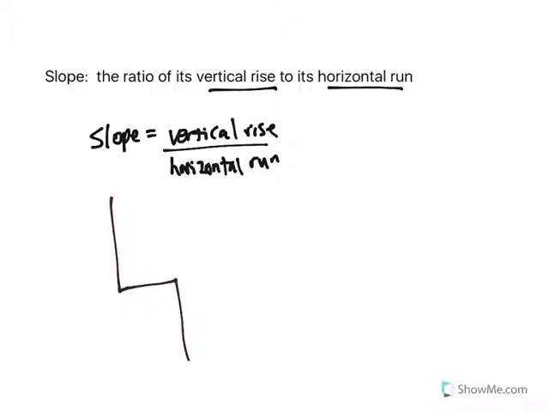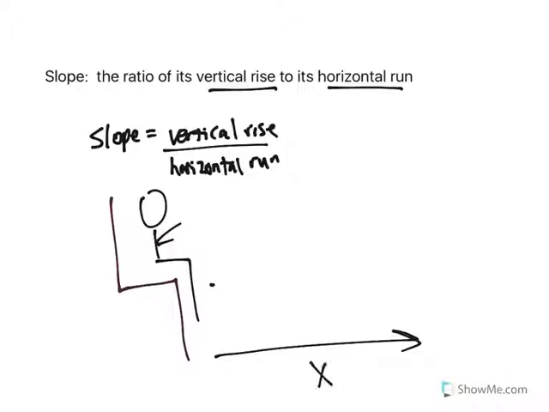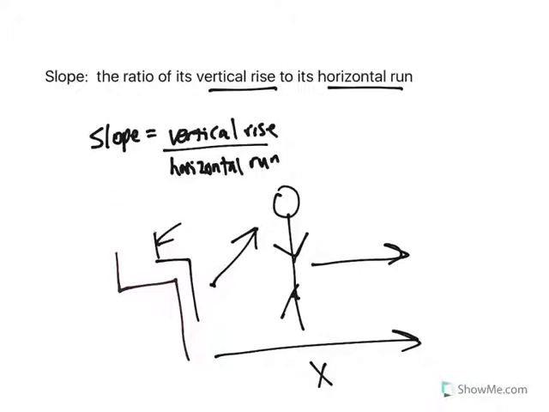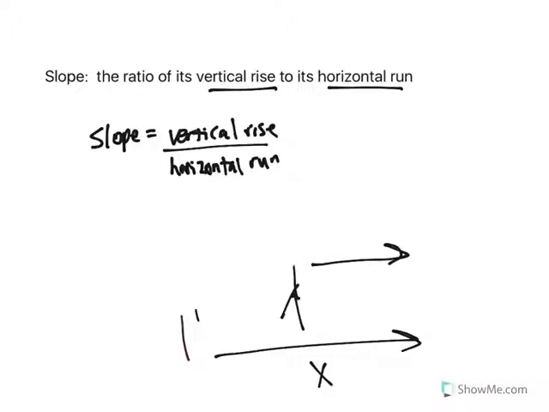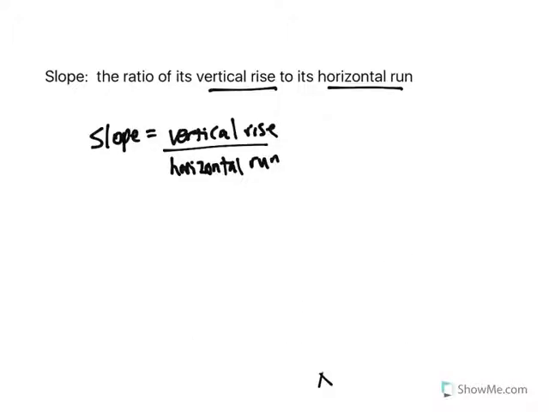So think about you getting out of a chair. Let's say this is the chair. You're sitting in the chair. In order to move X distance, you need to first stand up, and then you can begin walking. So whenever we are calculating slope, we always want to make sure that we are doing the rise over the run first. You always need to stand up before you can start walking, okay?